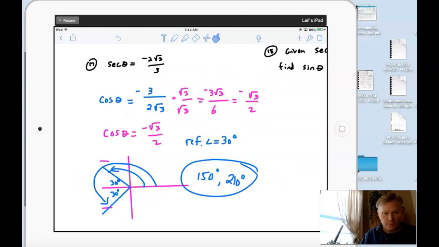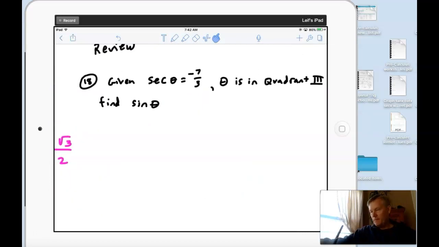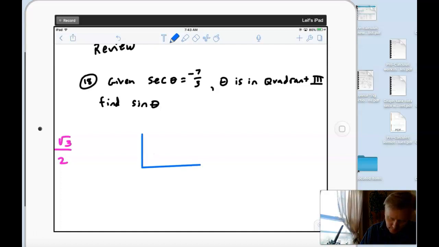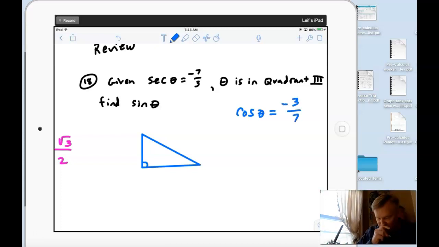All right, so I got two more problems for review here. Given that the secant is -7 over square root of 3 and theta is in quadrant 3, find the sine of theta. Okay, so I need to find the rest of the triangle. So I'm going to draw a quick triangle. Now secant and cosine are inverses, so the cosine of theta will be that upside down, which is 3/7. So here's theta. Cosine is adjacent over the hypotenuse.